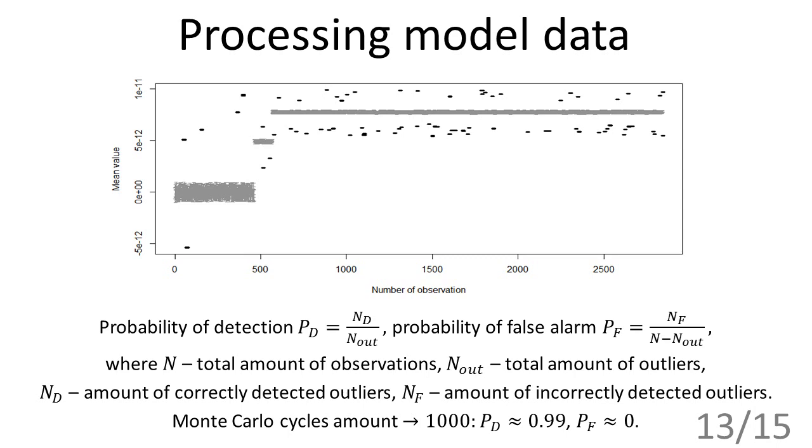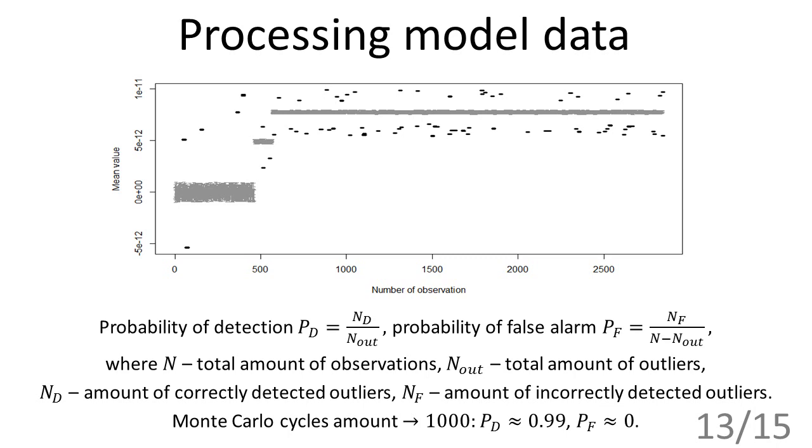And anyway, visual analysis, of course, is not enough. Conducting the experiments with different Monte Carlo cycles and segment numbers, we found so-called probabilities of detection. Here we can see the formula for this probability, and also probability of false alarm. Here is the formula. And these probabilities can show us whether the method is reliable or not. The results were pretty good, I think.